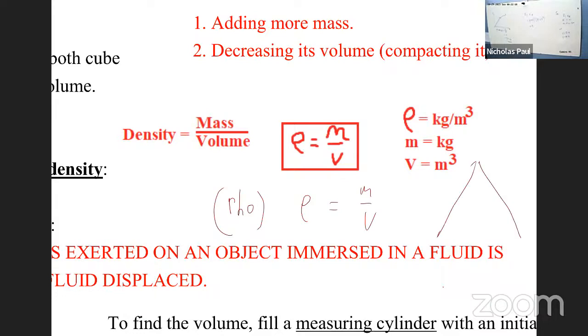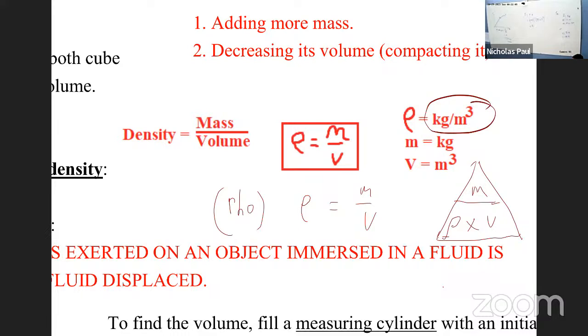For those who have trouble making something the subject of a formula, which you should be able to do, you can learn this little triangle. If you want to find mass, cover mass and you get density times volume. If you want to find density, cover density and you get mass over volume. The SI unit, very important, is kg/m³.